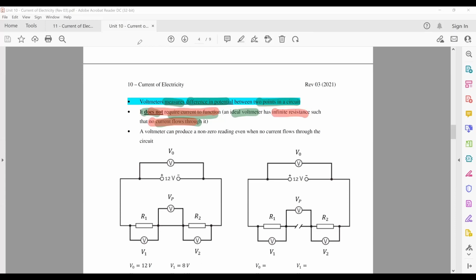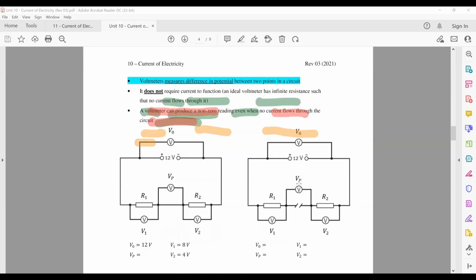Now, I say that a voltmeter does not need current to function, but it doesn't necessarily mean that when there's no current flowing, you're going to get a 0 reading on your voltmeter. This is quite important to know. If there's no current flowing through your circuit, it won't always be the case that your voltmeter reading is 0. Your voltmeter can give you a non-zero reading even when there's no current flowing through the circuit. The example to illustrate that will be the diagrams here.